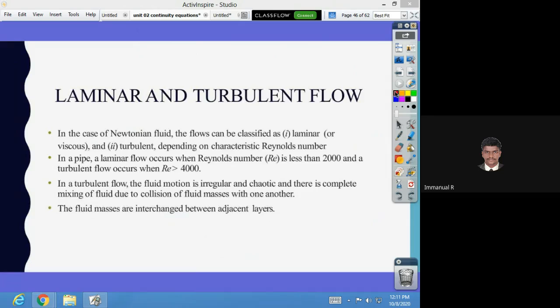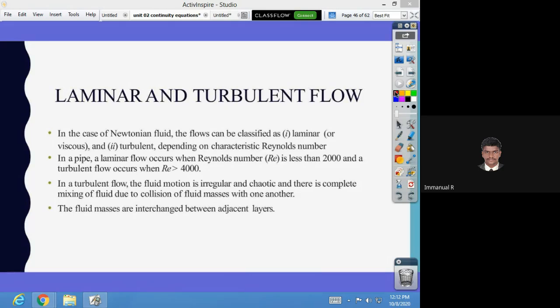So, laminar and turbulent flow. The difference between laminar and turbulent flow, I talked about in the second video lecture, so if you go through that video lecture, you will get a clear idea about laminar and turbulent flow in a practical manner. Here we will deal with laminar and turbulent flow in the context of Reynolds number.